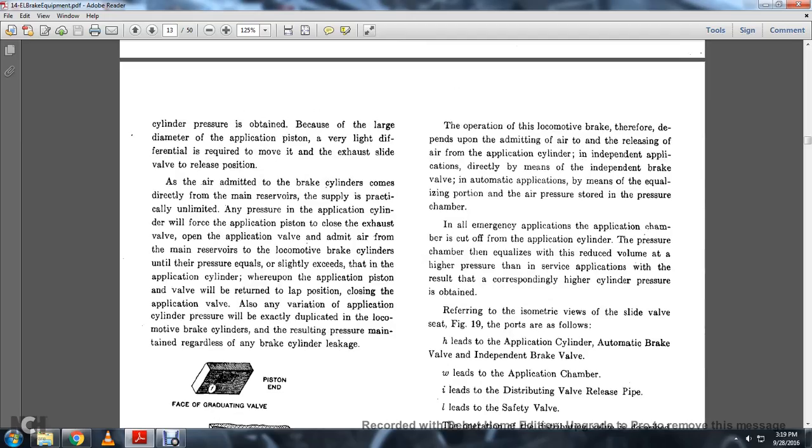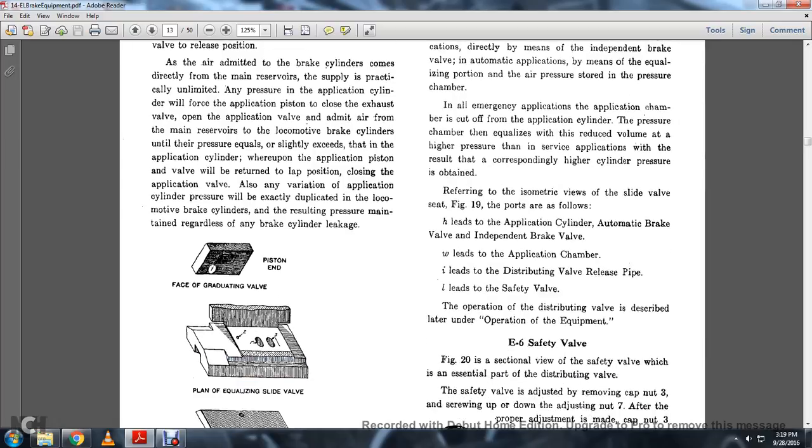The operation of a locomotive brake therefore depends on the application and release of air in the application cylinder. Independent application is made directly with the independent brake valve. With automatic applications, the equalizing portion, with the equalizing pressure stored with the pressure in all emergency application chambers, is cut off from the application cylinder. The pressure chamber equalizes, reducing the valve at high pressure with the surface application, with the result of correspondingly high cylinder pressure.